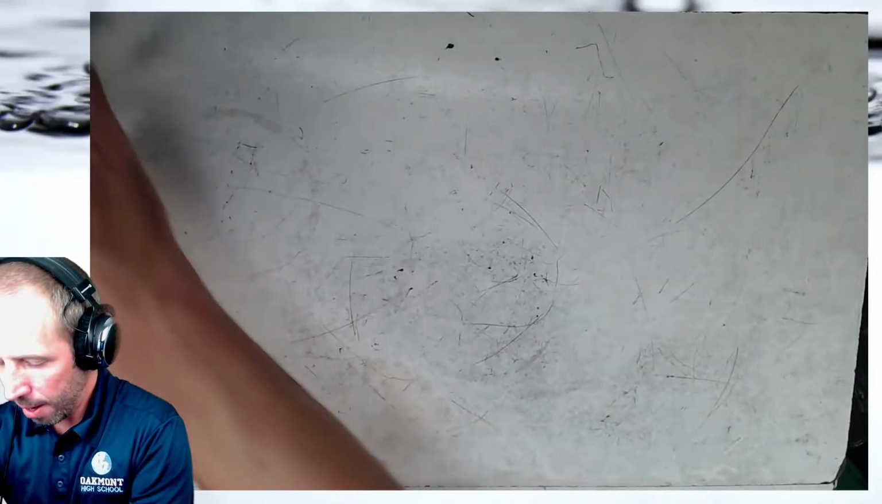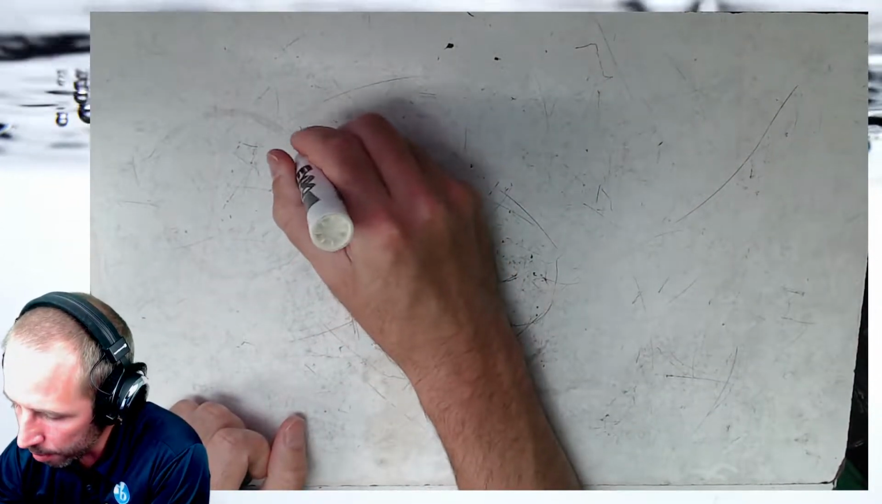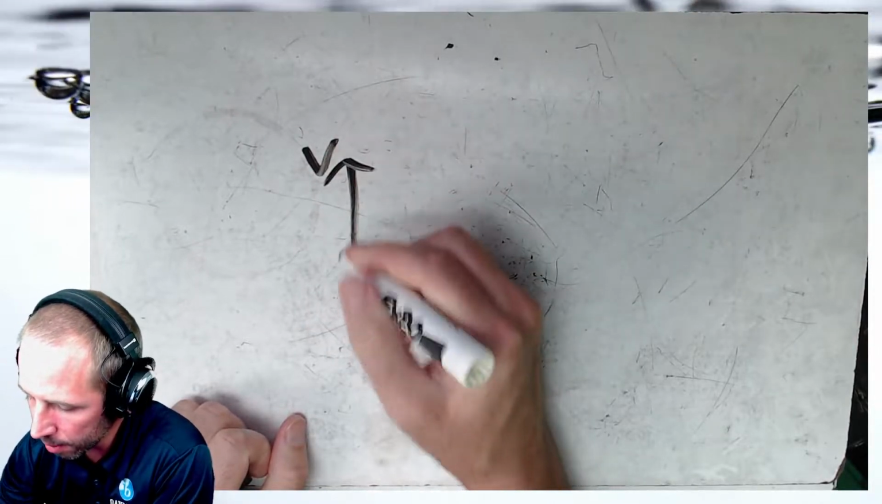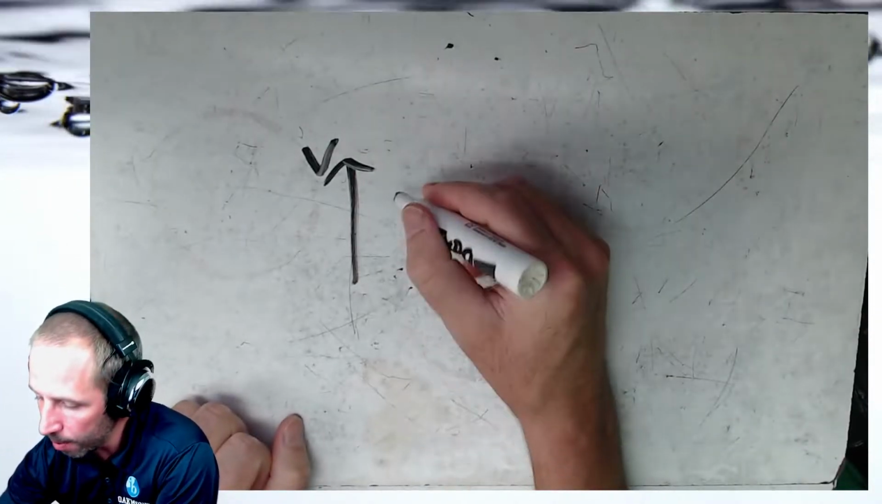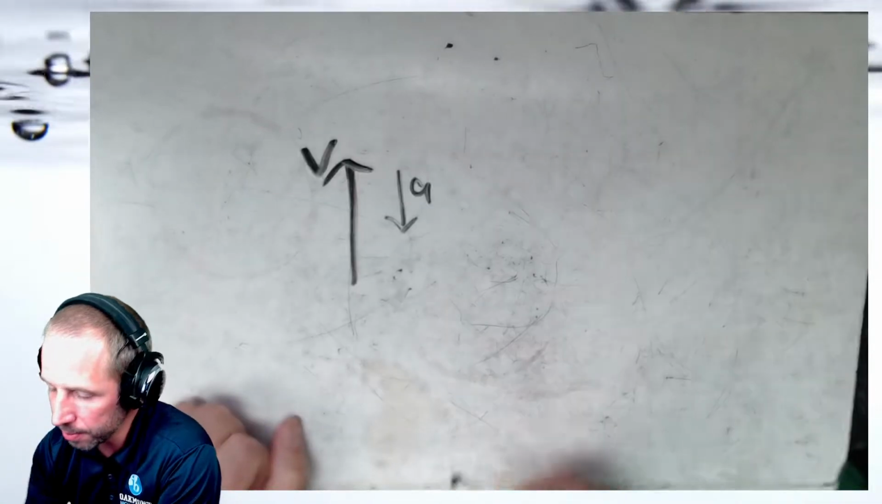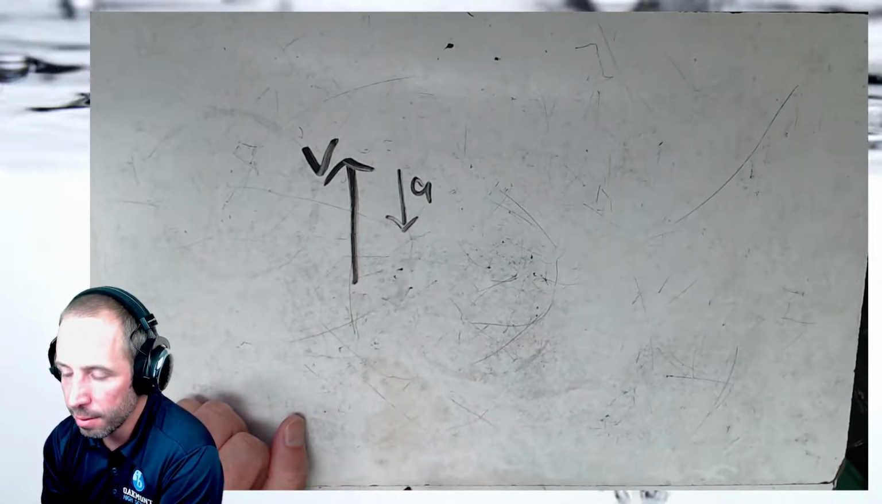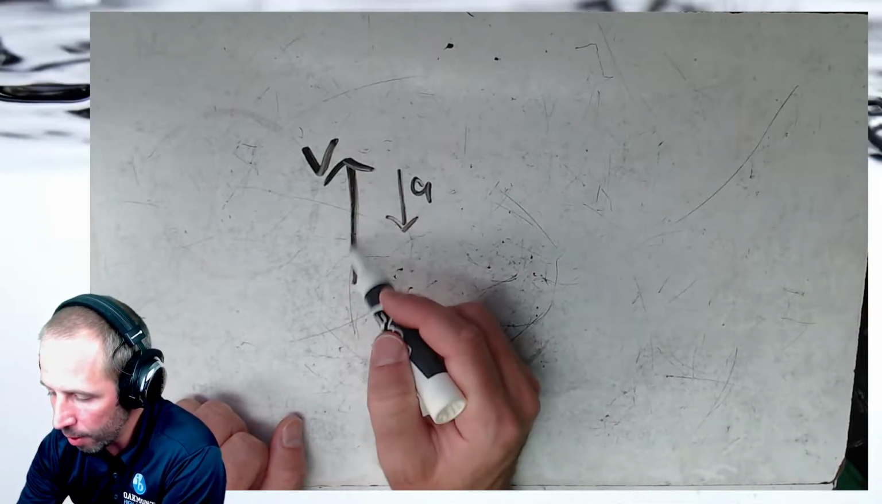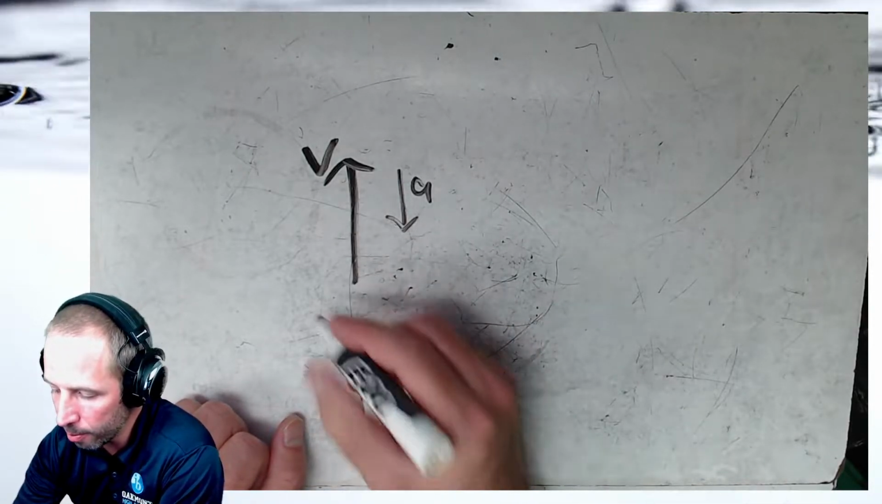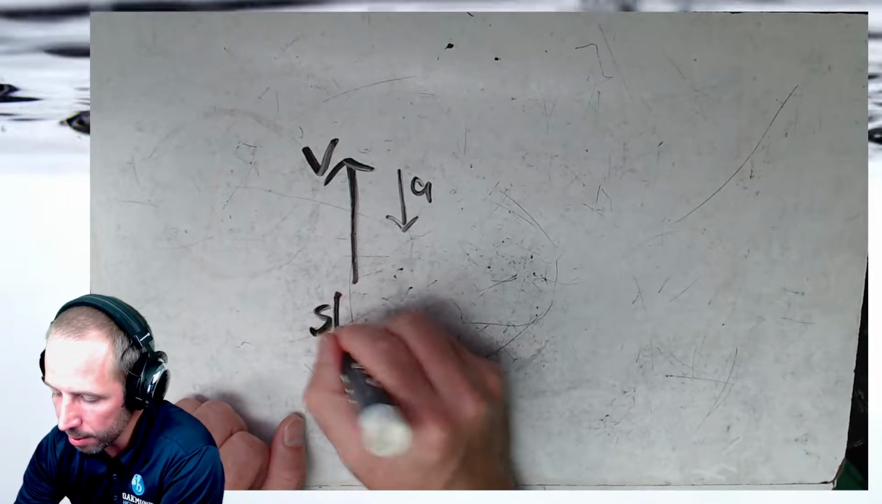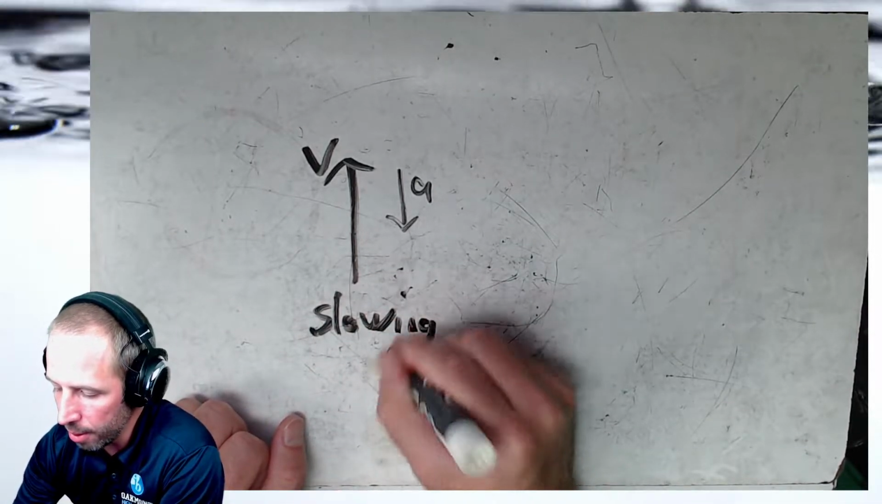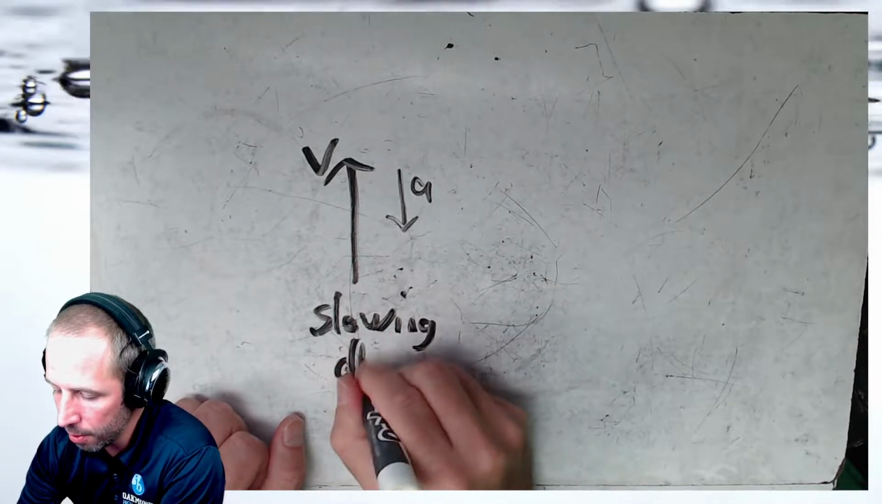So if I am moving with a positive velocity and I pair that up with a negative acceleration, that velocity and acceleration are opposites. And the acceleration is going to be taking away from the velocity, taking away from the velocity. This is definitely a slowing down scenario. Slowing down. There we go.